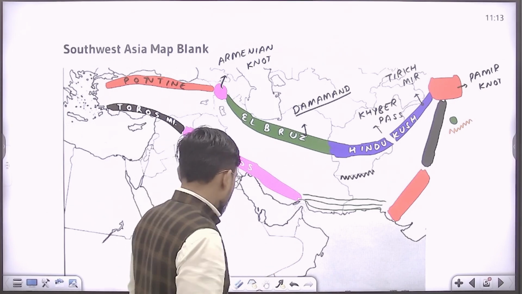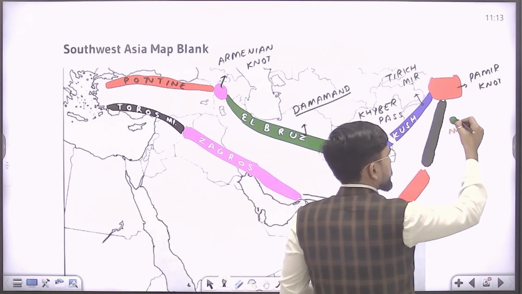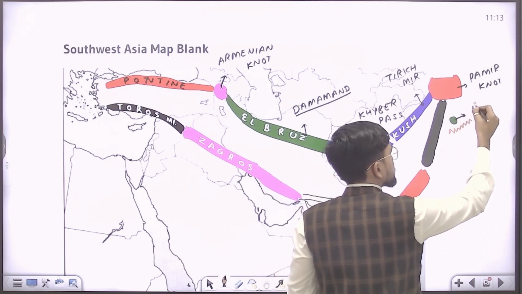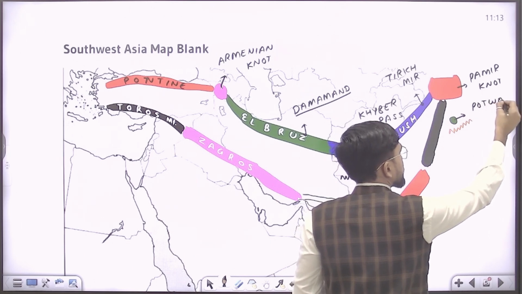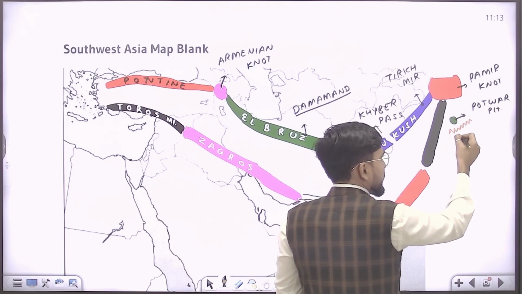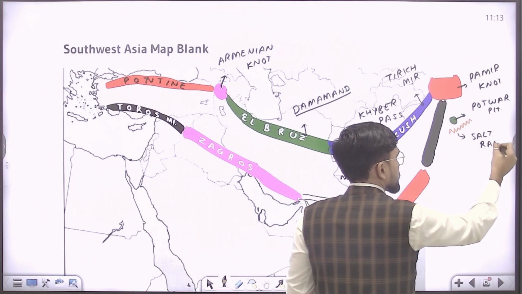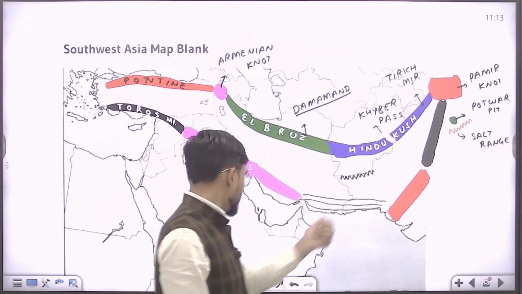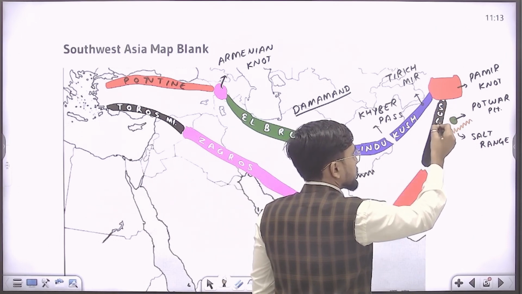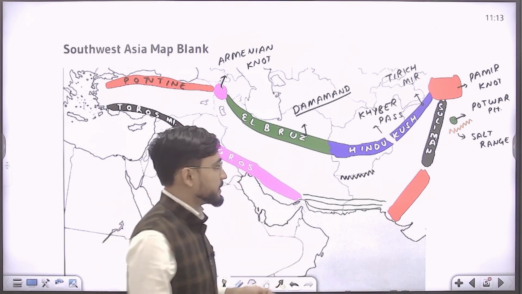Moving further, let's talk about the mountain ranges situated in Pakistan. It is the Potwar Plateau. This green color dot is the Potwar Plateau in Pakistan, and the range I have mentioned here is the Salt Range. After that there is a long mountain range, the Suleiman mountain range, and the southern portion of the Suleiman range is the Kirthar mountain range.